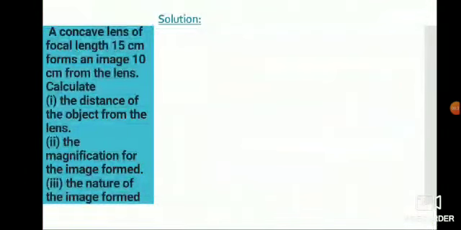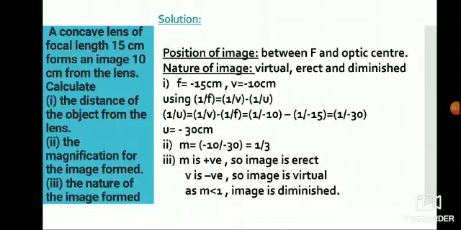A concave lens of focal length, again, concave lens, focal length is negative. So minus 15 centimeter, forms an image 10 centimeter from the lens. Image distance is 10 centimeter. V is negative. Why? Because we have the image on the same side as the object. You need to calculate U, you need to calculate M, and you need to tell the nature of the image formed. Easy, using the lens formula, right?